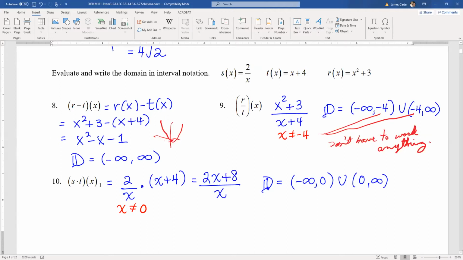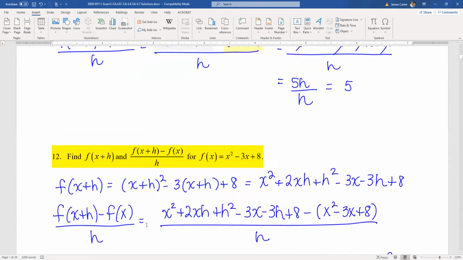Okay, here I'm multiplying these, 2 over x, and x plus 4 gives me 2x plus 8 over x. That could be simplified a little bit, but it's not necessary. The important thing we need to know is x cannot be 0 in this part of this. X can be anything up here, but x can't be 0 down here. So that puts these two limiters right here, can't be 0. So there's a gap at 0.